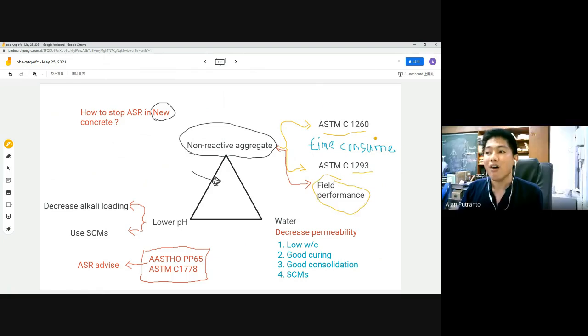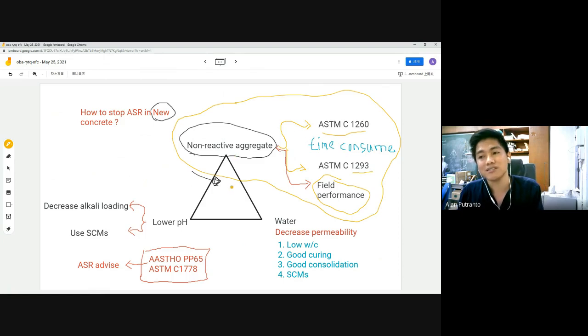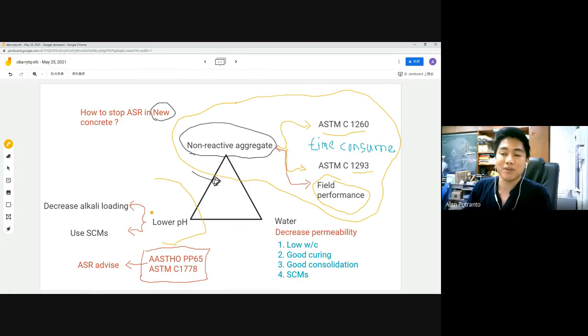But all of this testing to prevent ASR happening in new concrete is not too practical. So most researchers will discuss how to lower the pH. This is a common technique or method that researchers usually use to stop ASR happening in new concrete. So they will decrease the alkaline loading. How do we decrease the alkaline loading?